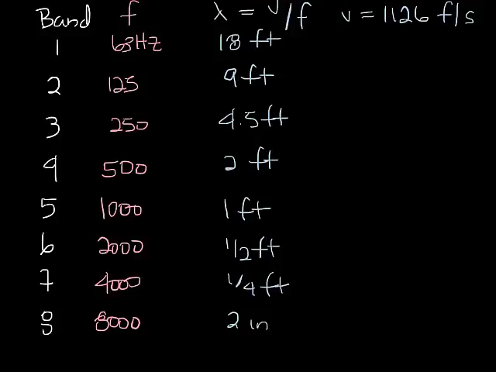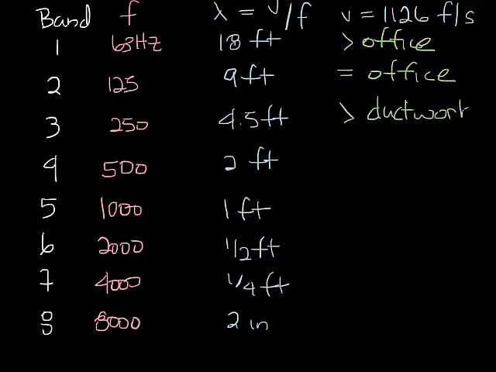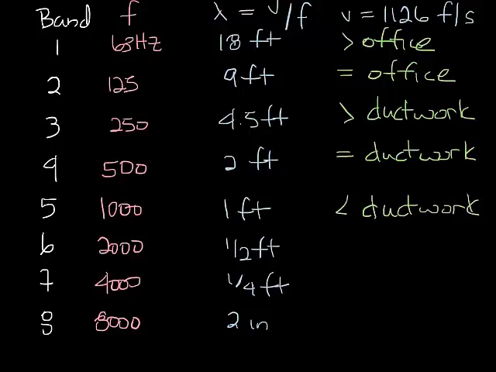Now if you visualize a sound wave, now that you know how long they are, you can quickly see how some sound waves, low frequency waves in particular, are too large to be absorbed by normal construction materials. For instance, the first band wave is 18 feet, that's larger than the average office. The second one is 9 feet, about the size of an office. The third band is 4.5 feet, that's larger than most ductwork. The fourth band is 2 feet, that's probably about the size of most ductwork. The fifth band is 1 foot, which is smaller than ductwork.